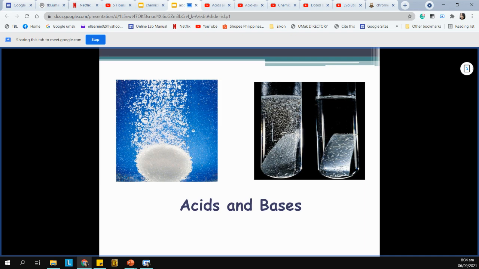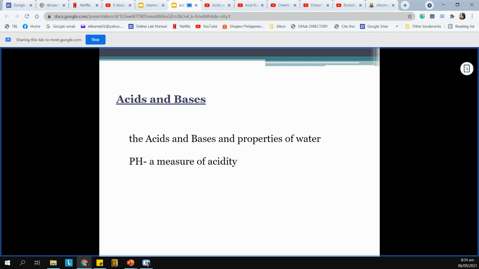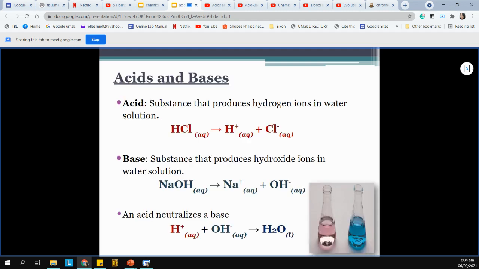Thank you. Okay, so this time we're going to be talking about acids and bases. As mentioned by Prof. Dave earlier, remember the different properties of acids and bases? And we're going to be talking about pH, or power of hydrogen. Acids are substances that produce hydrogen ions in water solution. An example is hydrochloric acid, which would give you hydrogen ion and chlorine ion. On the other hand, bases are usually substances that produce hydroxide ions in water solution. So we have sodium hydroxide that will give you sodium ion and hydroxide ion.